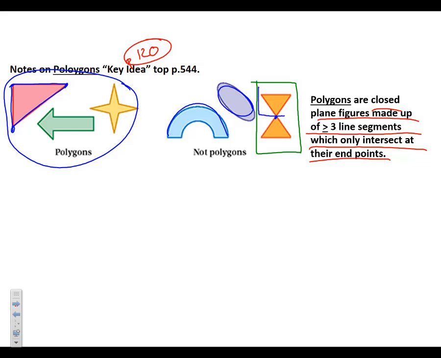I could take individually the top and say that this triangle is a polygon and the bottom one is a polygon, but as a figure altogether, one shape, it is not a polygon. All right? Because they don't all intersect at their endpoints.